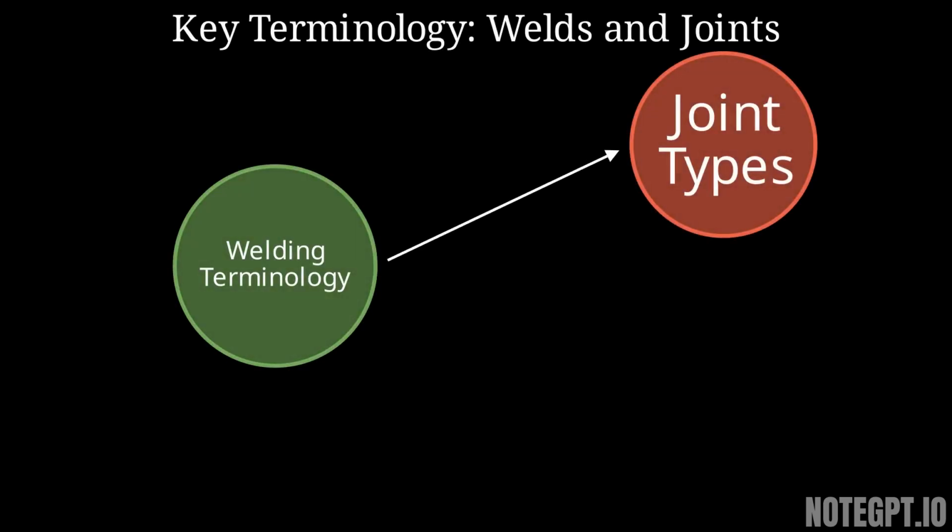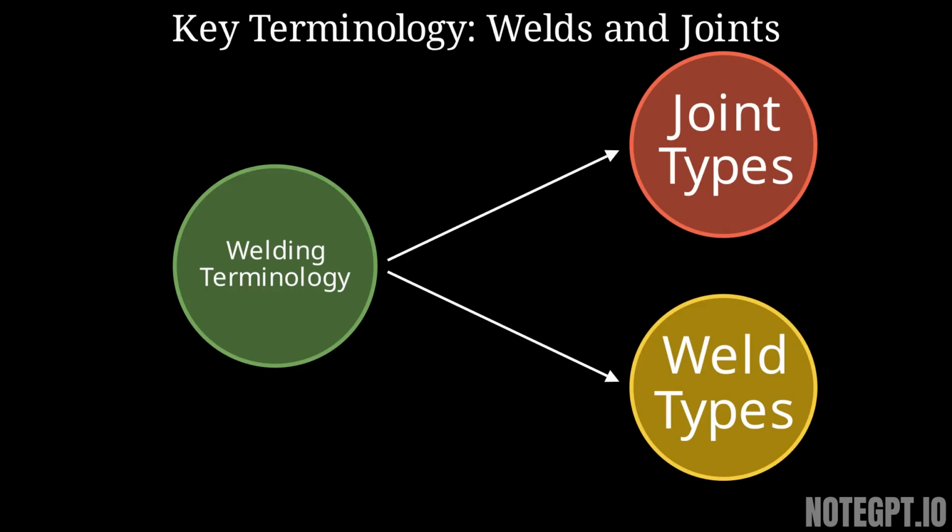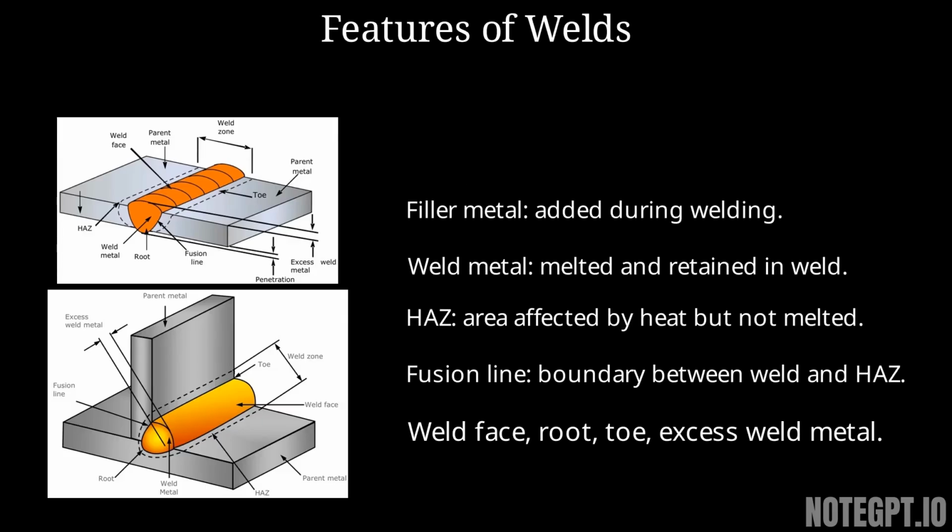Understanding welding terminology is crucial. Key terms include weld, joint, brazing, and various joint types such as butt, T, corner, edge, cruciform, and lap joints. Each has specific definitions and applications. A completed weld consists of parent metal, filler metal, weld metal, heat-affected zone, HAZ, fusion line, weld face, root, toe, and excess weld metal. Each feature affects the weld's performance and inspection.